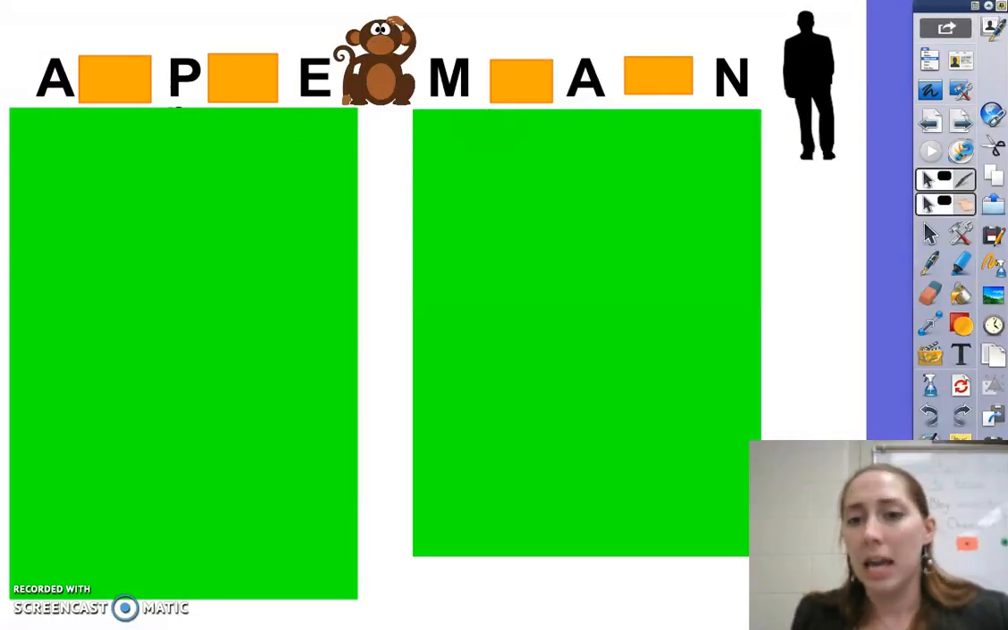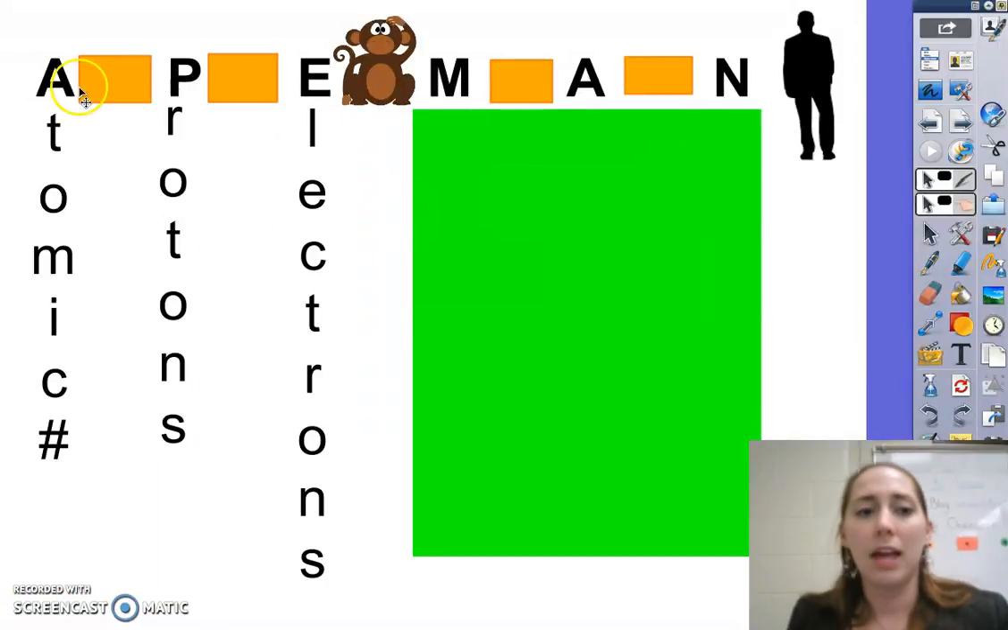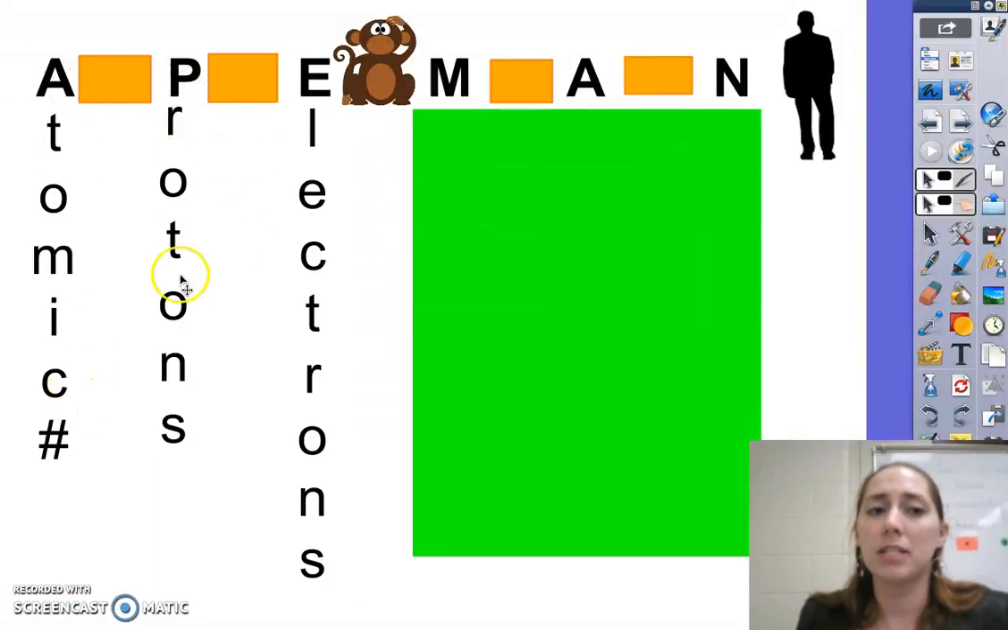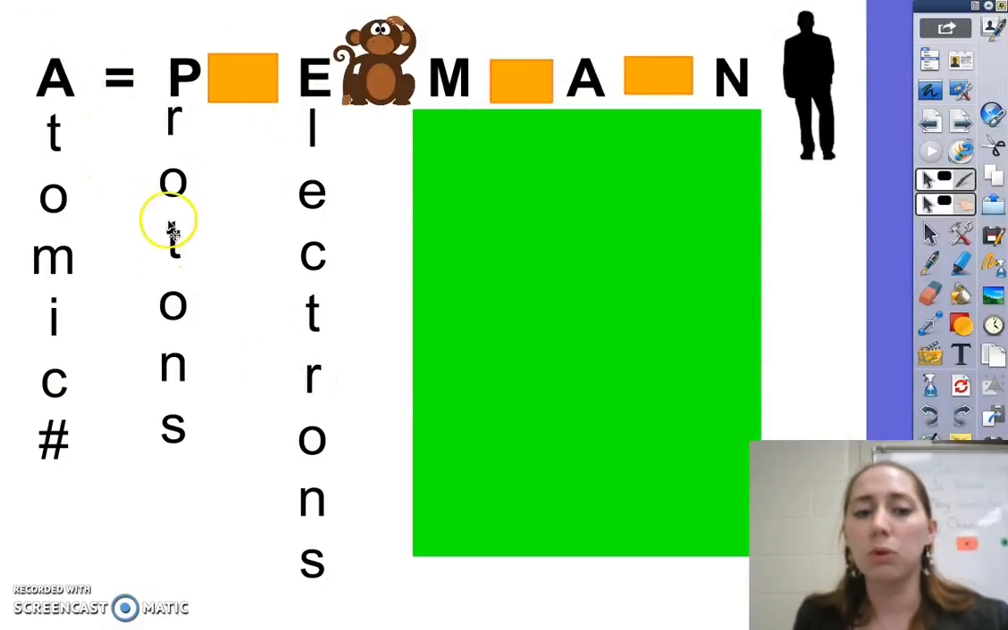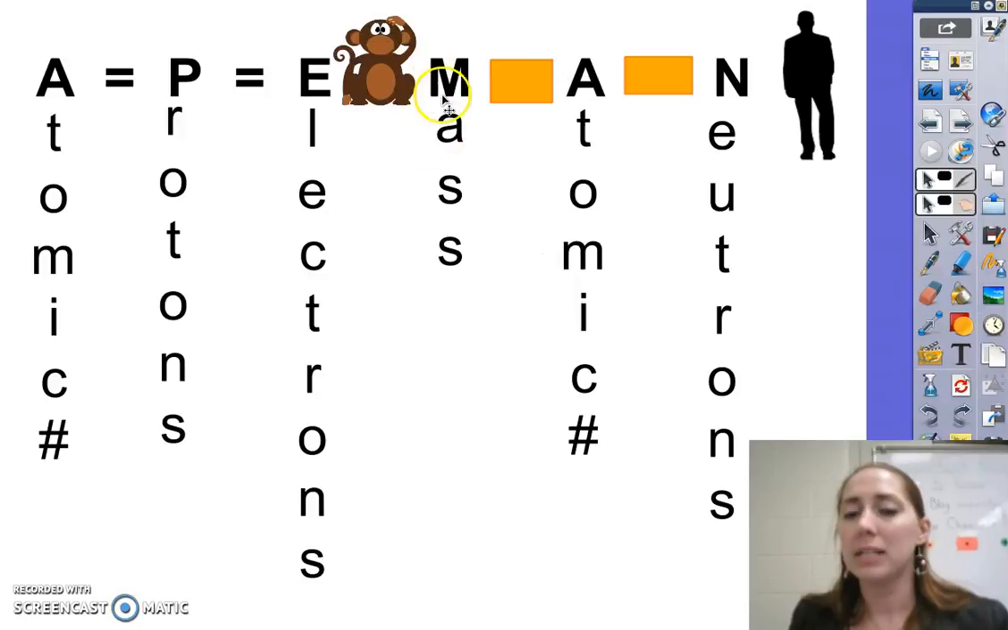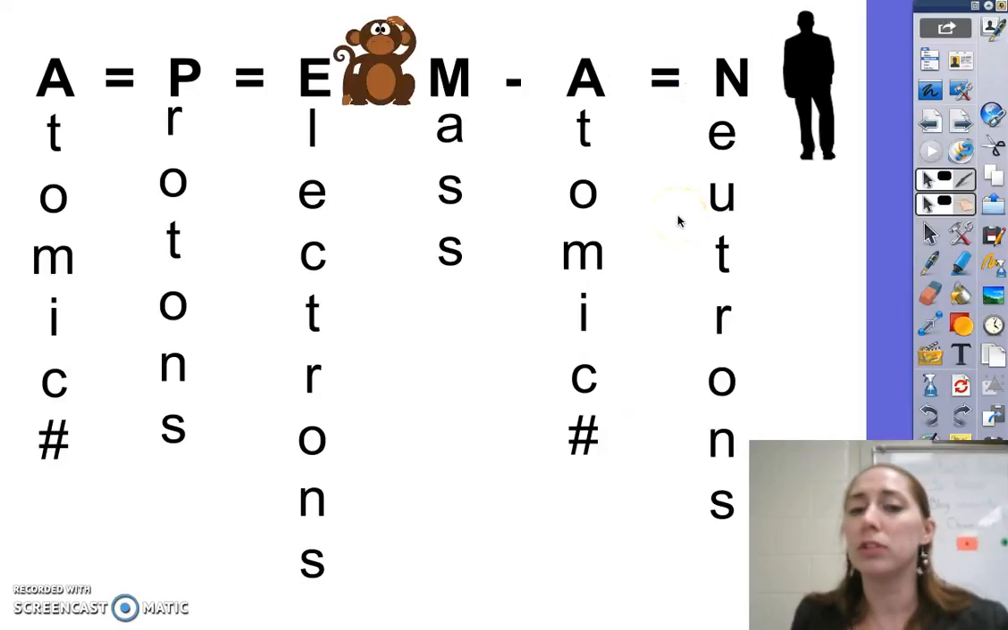Remember the phrase ape man. Ape, A stands for atomic number, P stands for protons, E stands for electrons. So your atomic number equals your number of protons, which equals the number of electrons. Then we get to man. M stands for atomic mass, A, again atomic number, and N, neutrons. So you take your mass minus your atomic number, and that will give you your number of neutrons. So remember the phrase ape man, and you'll be able to use a lot with your periodic table.